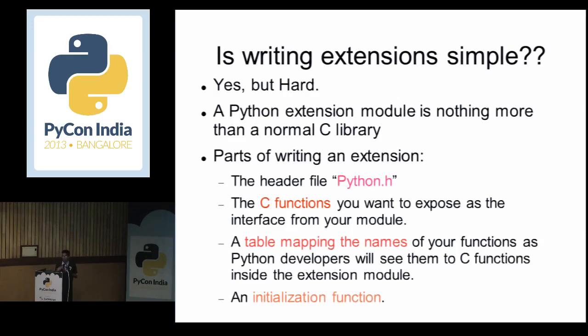Writing an extension is simple, but it's very hard. An extension is nothing but a shared memory .so or .dll. For writing an extension, these are the 4 important things you need. One is basically the header file Python.h. The next one is the C functions you want to expose to Python, and the table mapping and the initialization functions.